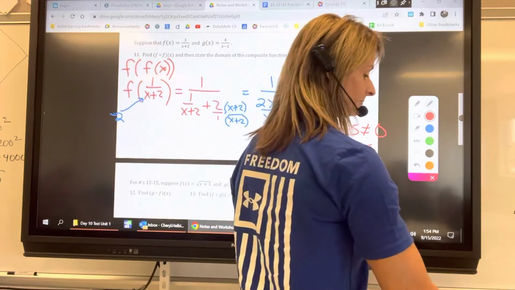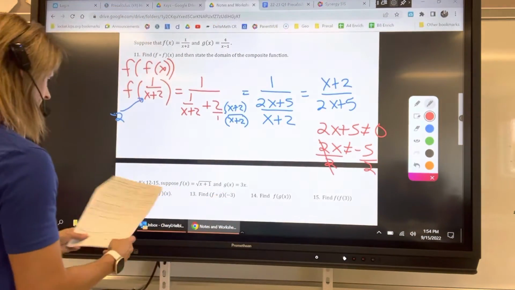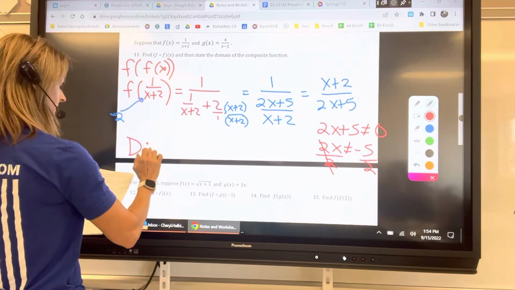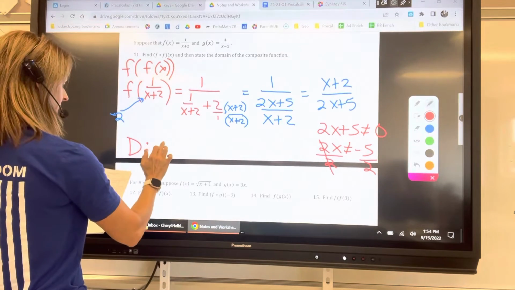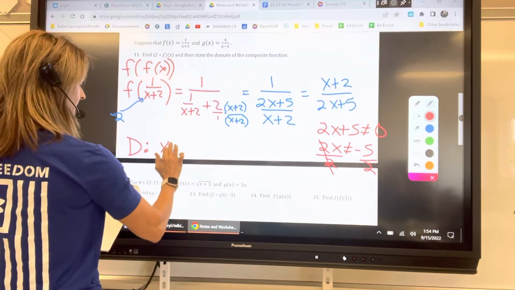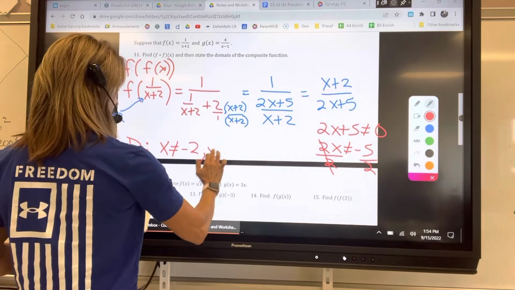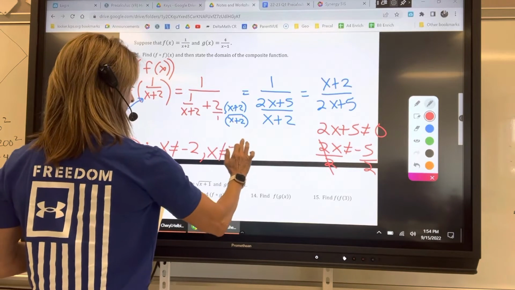So for the domain, I'm just going to write the domain and colon. We're going to write x cannot be -2, and x cannot be -5/2.